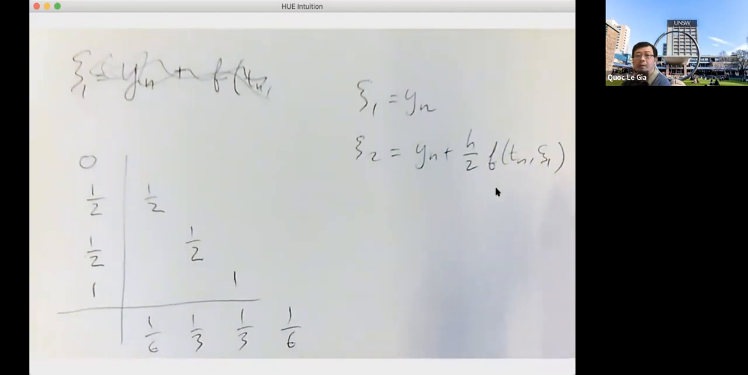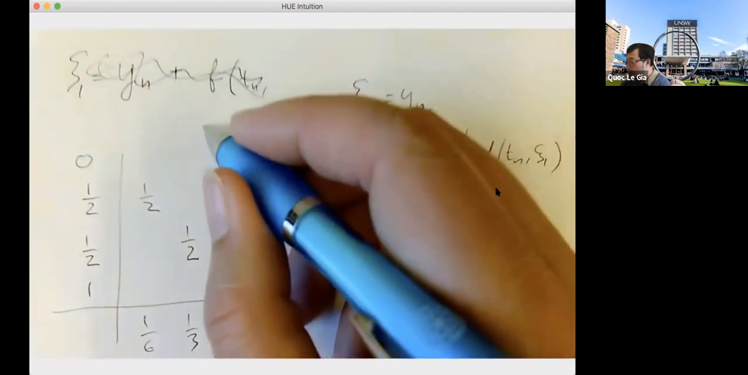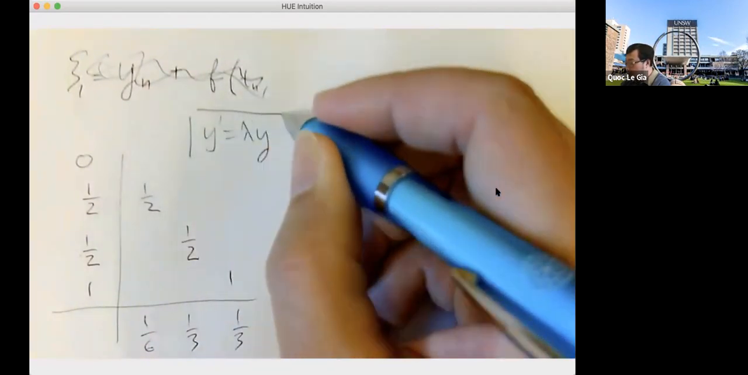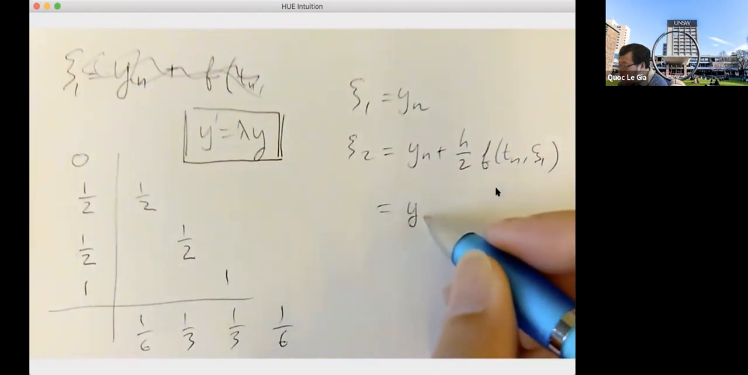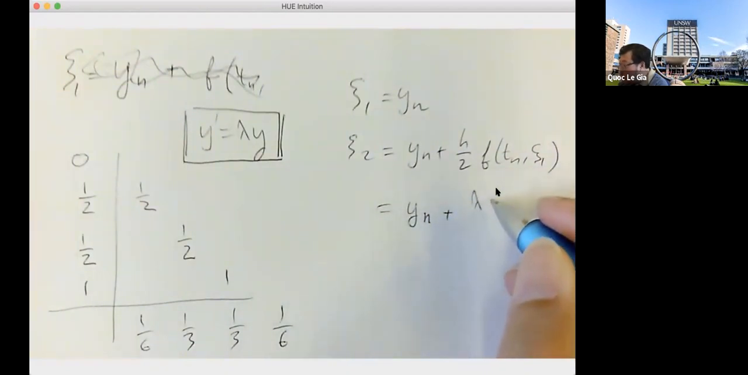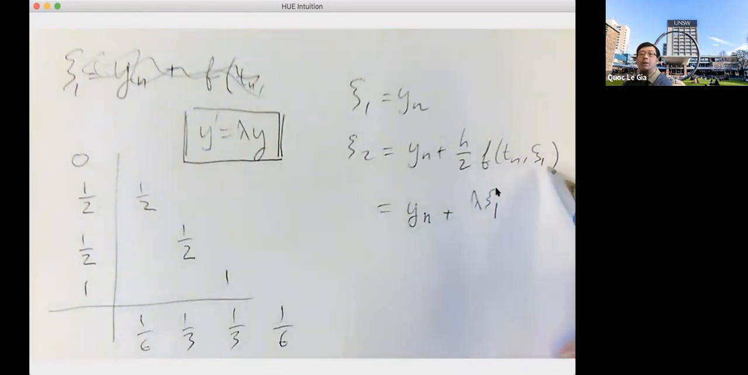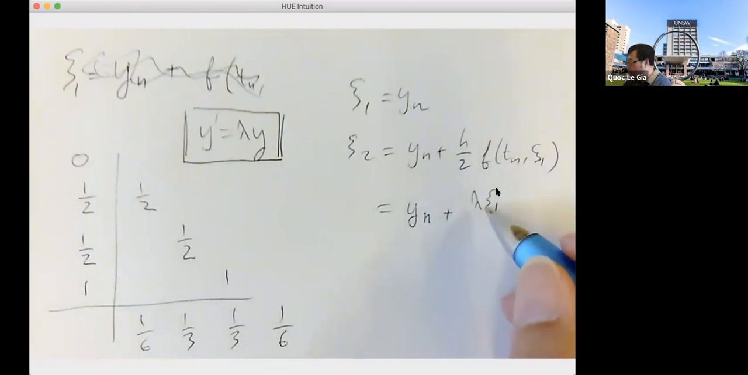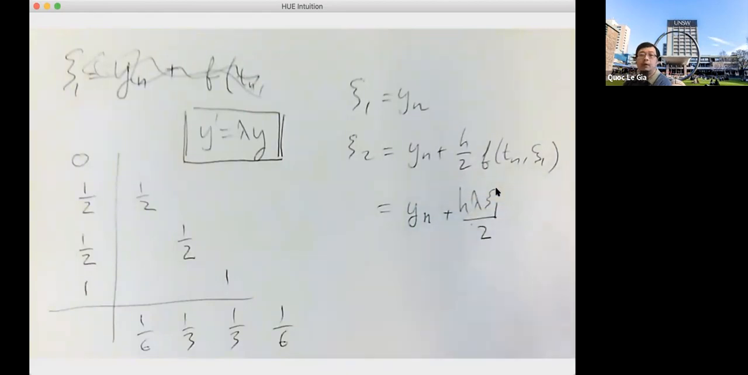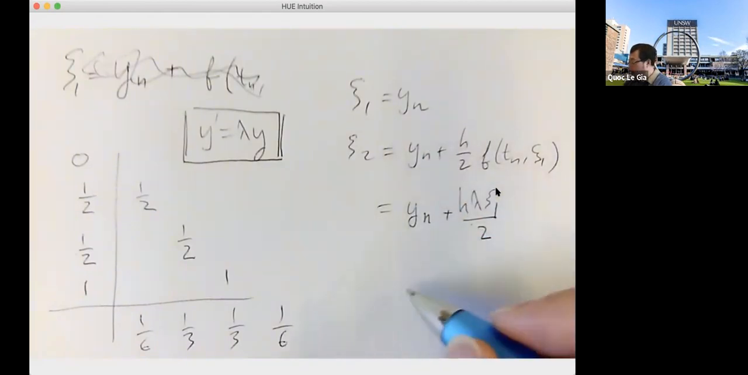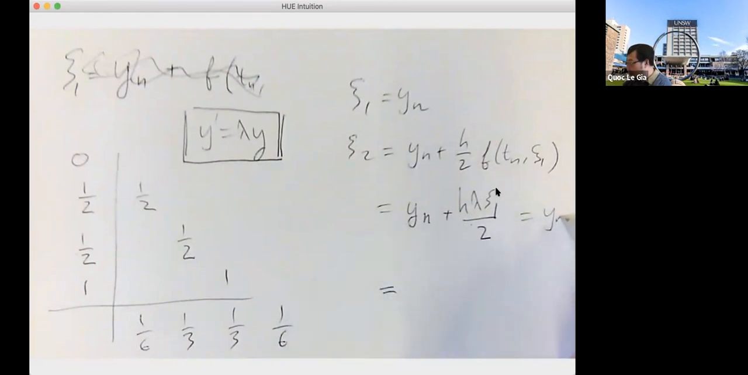But now remember, what is your f? We consider the y prime equal lambda y. So this is the ODE we are considering. Then this one will become 1, and this one will become yn plus lambda psi 1, because now the second parameter is psi 1. So you have to put in lambda psi 1 h over 2, right? And then what is psi 1? Well, psi 1 is just yn. So actually you can reduce this a bit more. This h lambda psi 1 is just yn.